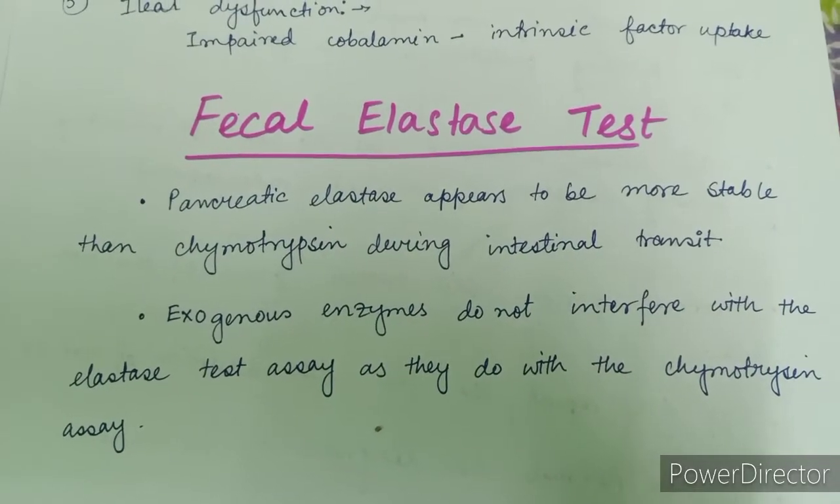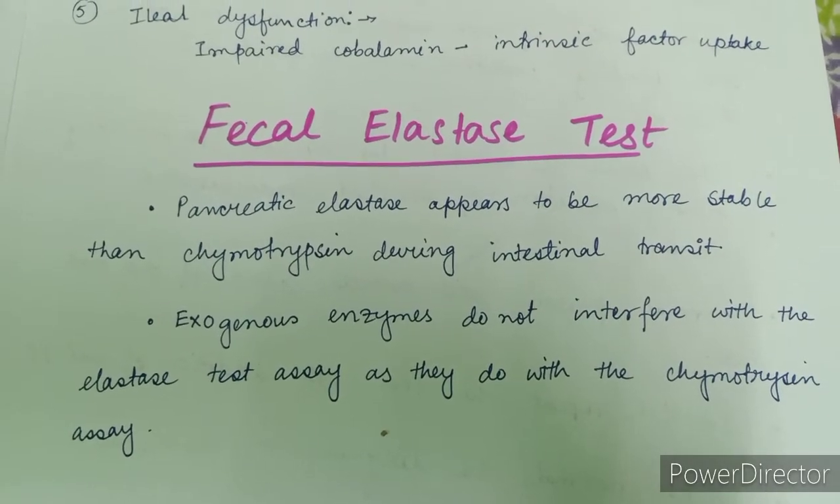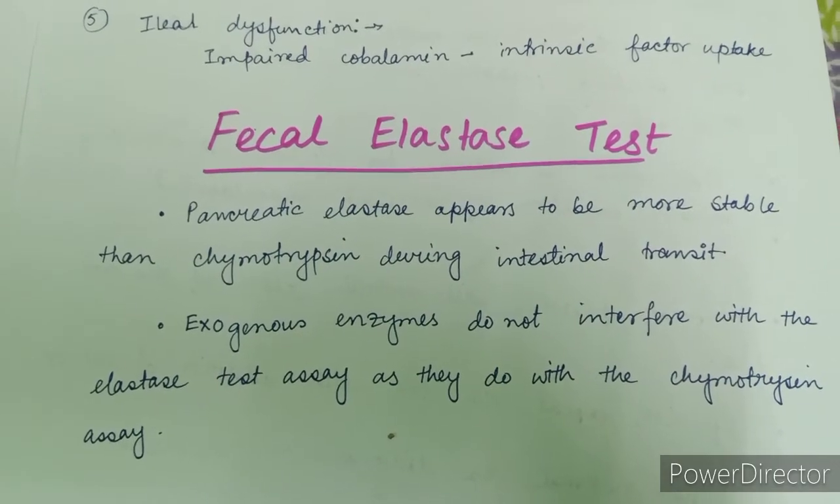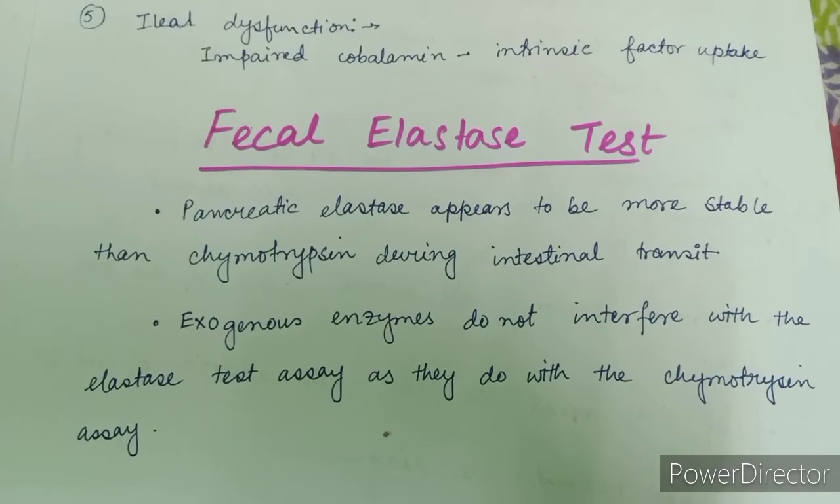Fecal elastase test. Pancreatic elastase appears to be more stable than chymotrypsin during intestinal transit. Exogenous enzymes do not interfere with the elastase test as they do with the chymotrypsin assay.